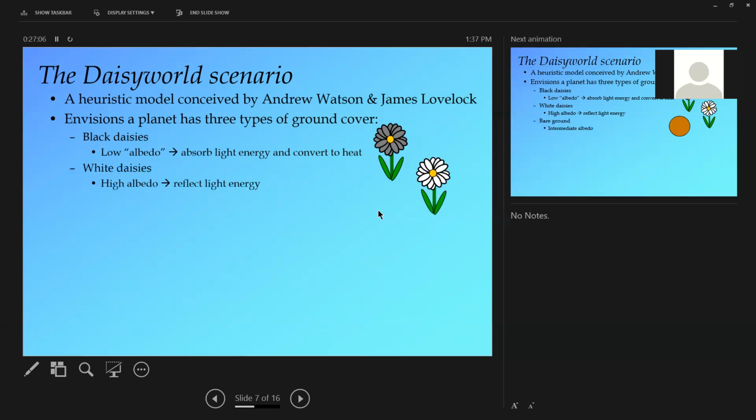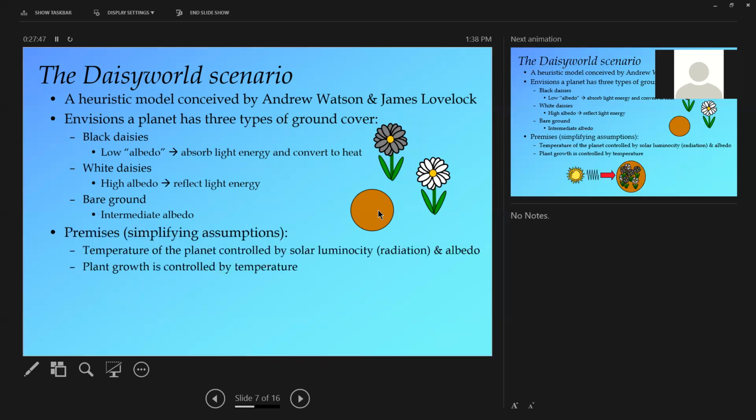Another ground cover within this system is white daisies, and white daisies have a high albedo. They reflect a lot of light back out, so they absorb less heat. So only 2 organisms live on this planet, black daisies and white daisies. There's nothing else but black daisies and white daisies on this planet. There is bare ground as well. So a given area of ground could have white daisies, black daisies, or bare ground. Everything is occupied by one of those 3 ground covers: black daisies, white daisies, or bare ground. You guys with me so far?